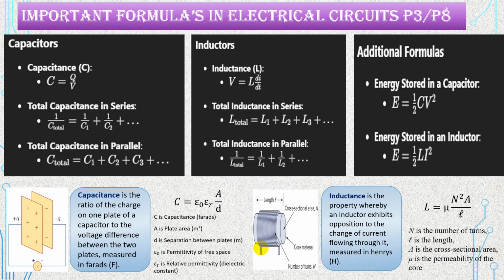Half CV square, half Li square. The remaining are the same, half C, half L. Both are the same. For capacitance, half C; for inductance, half L. The multiplication factor is based upon its quality. Energy in capacitance is based upon voltage, and energy in inductance is based upon current. So here V square, here I square. So like this you have to remember: capacitance always deals with the voltage, inductance always deals with the current. So half CV square, half Li square.